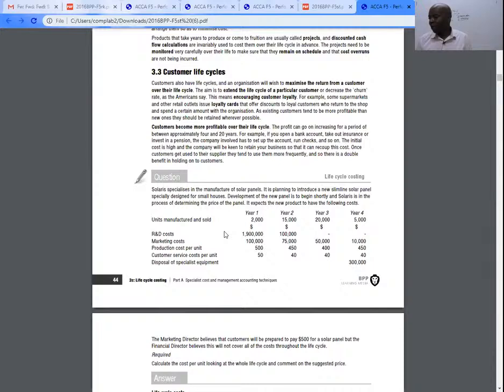Like now for production cost, year one, I'll talk of 500 times 2,000 plus the production cost of year two, 450 times 15,000 plus 400 times 20,000 plus 450 times 5,000. Could you kindly give me an answer?